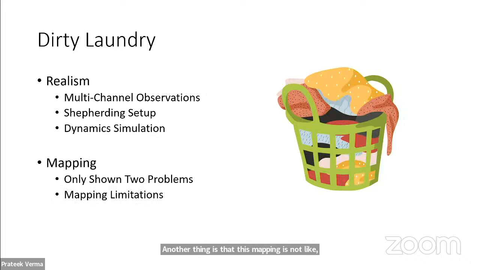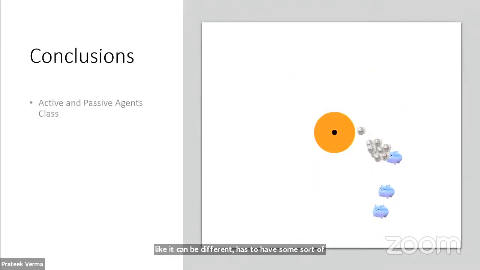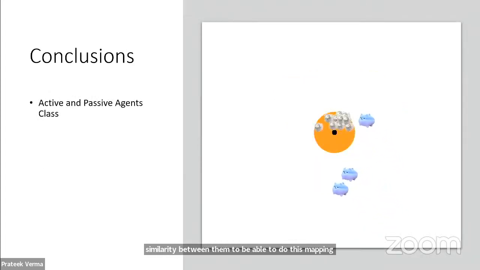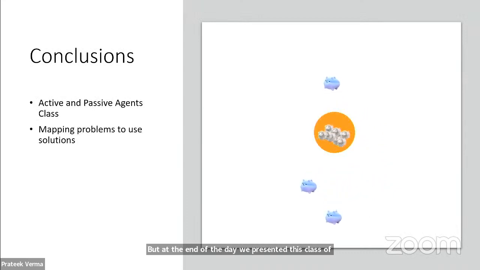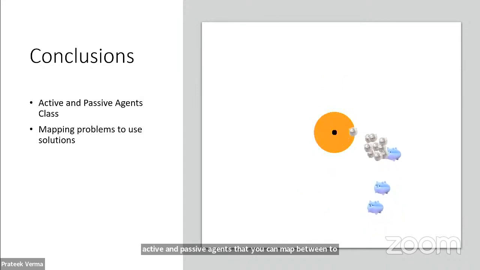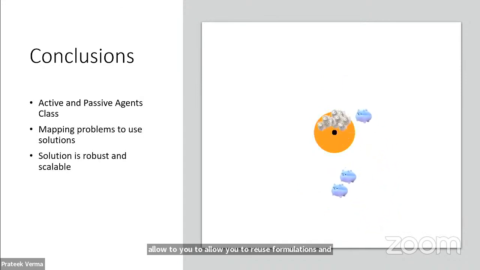Another thing is that this mapping is not a solution to all your problems. There are going to be limitations to this. There has to be some semblance of similarity, even though we're saying it can be different. It has to have some sort of similarity between them to be able to do this mapping. But at the end of the day, we presented this class of active and passive agents that you can map between to allow you to reuse formulations and solutions, and the solutions themselves prove to be robust and scalable. Thank you very much. That's it.